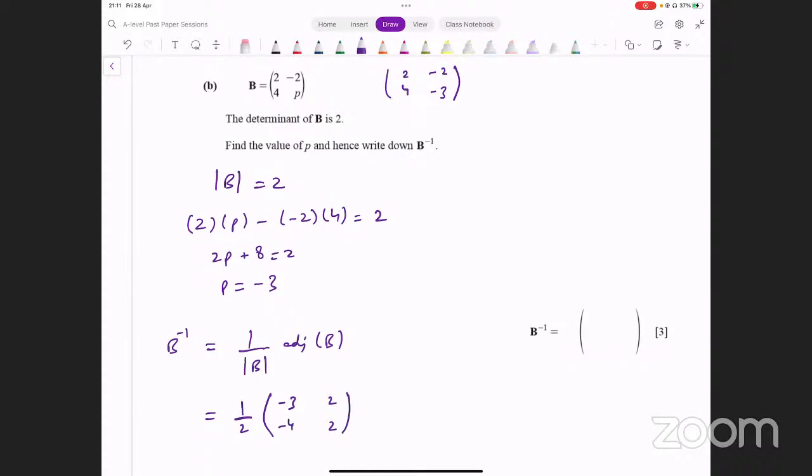You can leave it like this and that's okay. आपको 1/2 अंदर multiply करना जरूरी नहीं होगा. You can leave it like this and that's perfectly okay. That's your inverse. Okay? यहाँ पे लिख लें 1/2 into minus 3 into minus 3 and 2 and 2 and minus 4. That's the inverse.